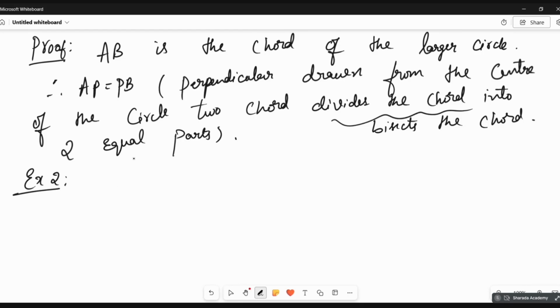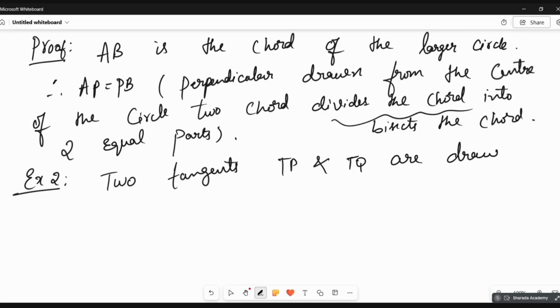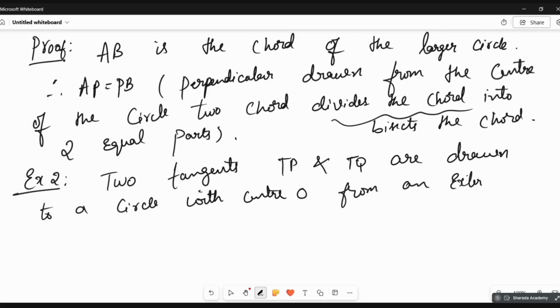Example two. Prove this, everyone, and come and check. Two tangents TP and TQ are drawn to a circle with center O from an external point T. Prove that PTQ is equal to 2 times OPQ.